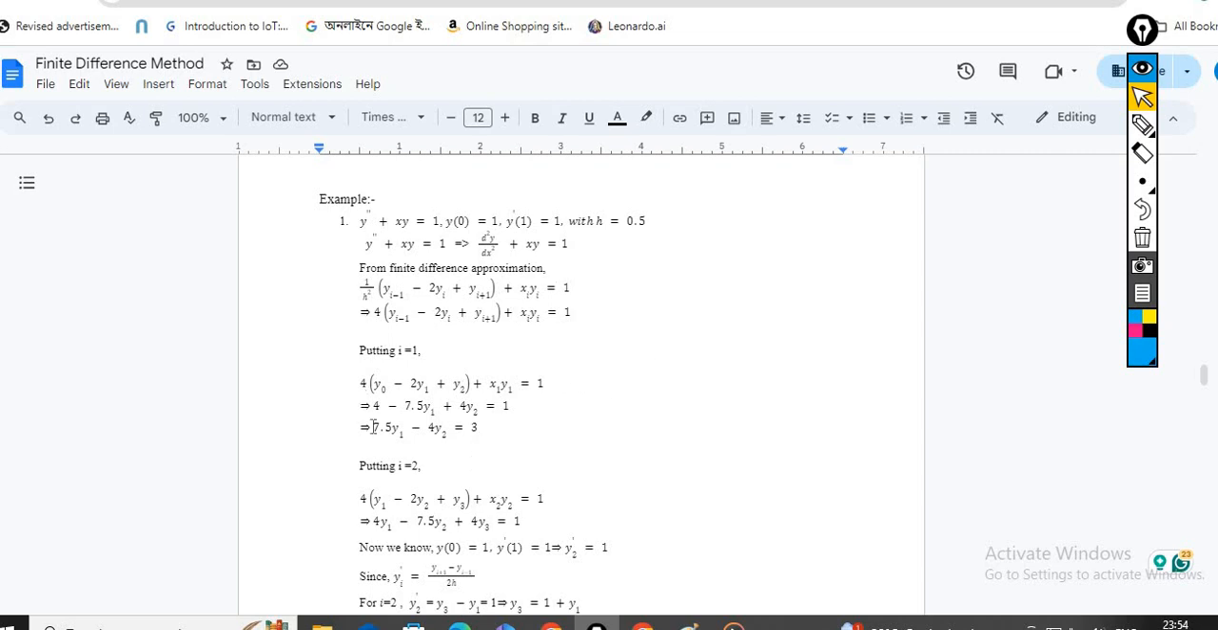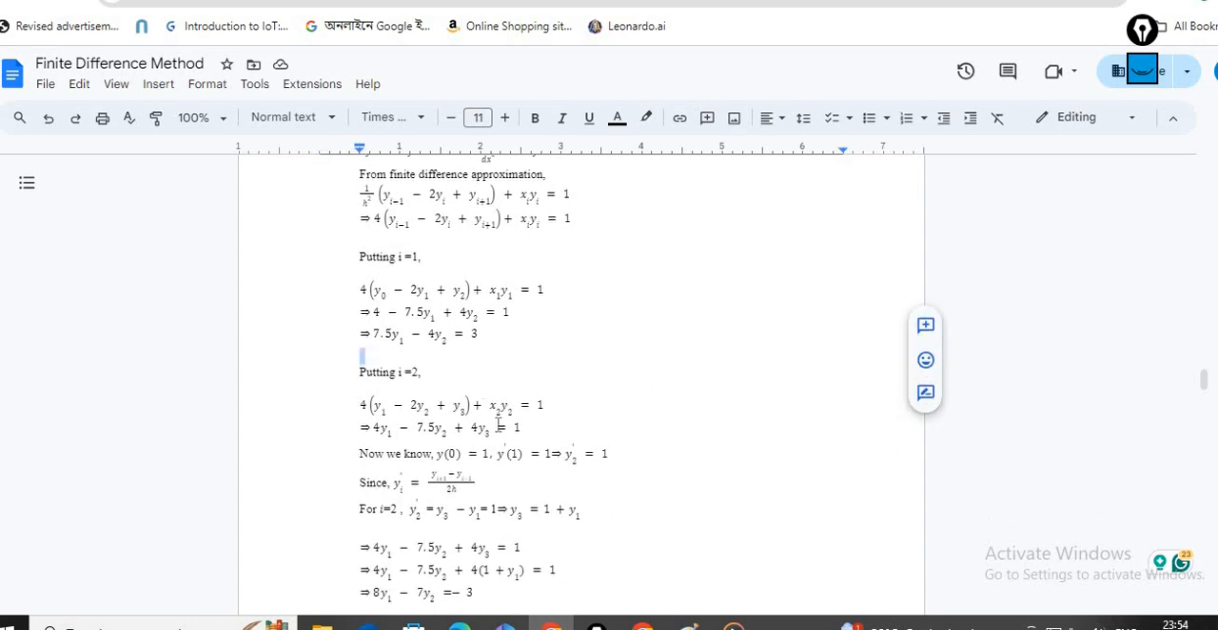Now put in the values which are known to you. Because you know y0 is 0, and the last value is equal to 1, if you put these in and simplify, your equation becomes something like this. Now in the next step, you can put i is equal to 2. If you put i is equal to 2, again you get a simplified expression, something like this.